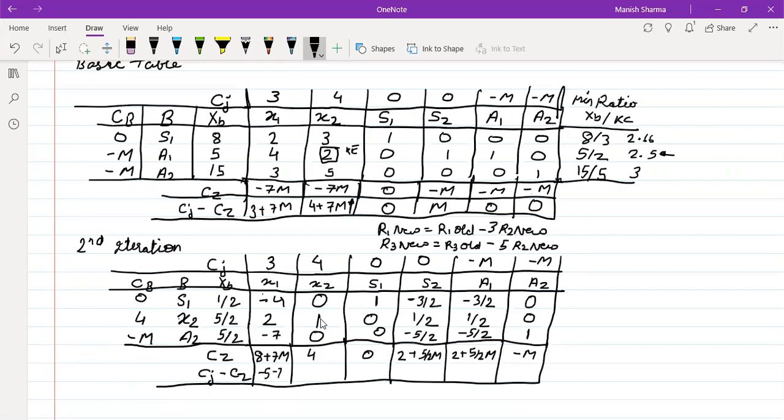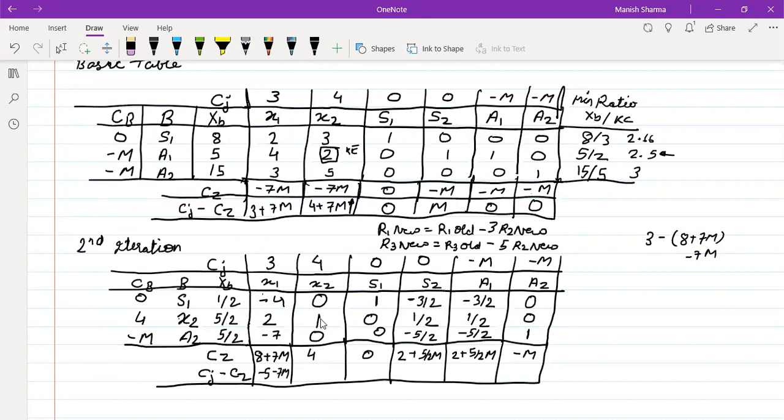Minus 7m. Correct? How have I calculated this? 3 minus of 8 plus 7m. So this will be equal to 3 minus 8 minus 7m. So that will be equal to 3 minus 8, which is minus 5, minus 7m, correct? Any doubts in this? Cj minus Zj.